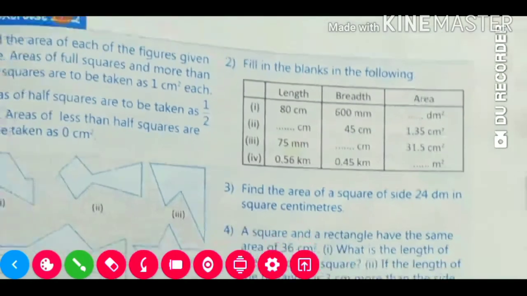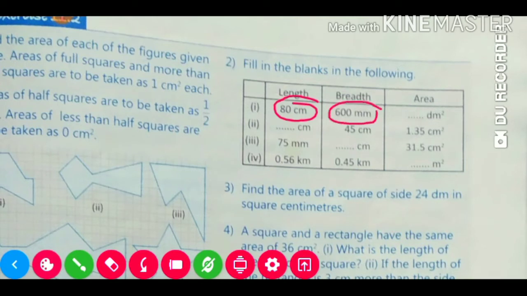Question number 2, fill in the blanks in the following. So see, number 1: length is given as 80 centimeter. Breadth is equal to 600 millimeter. And area is not given. We need to convert the area to decimeter square, so the length also needs to be converted to decimeter, and the breadth in millimeter also needs to be converted to decimeter.